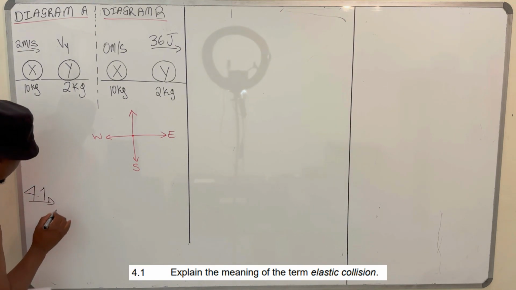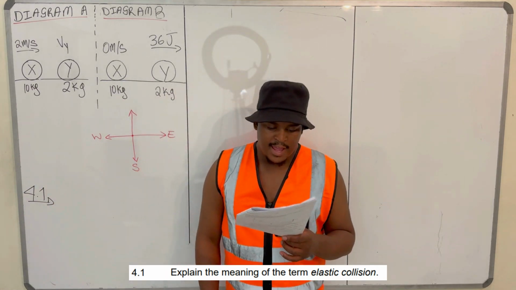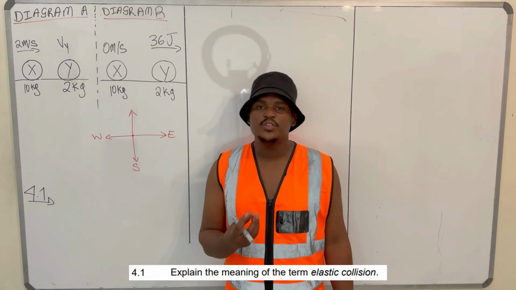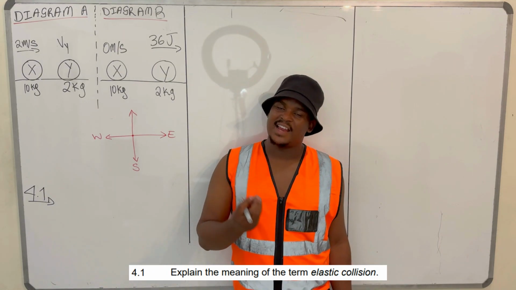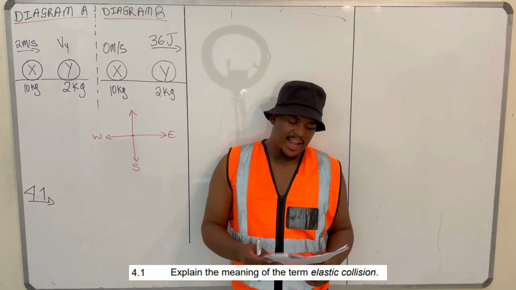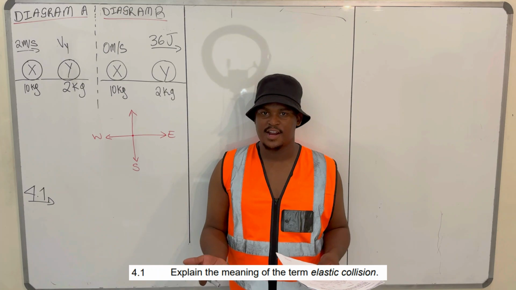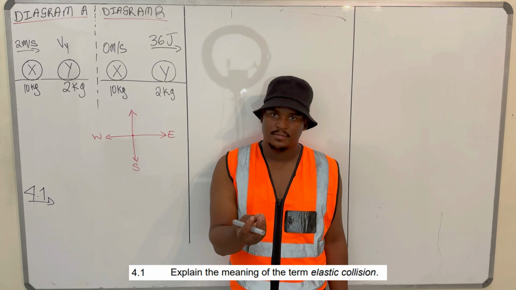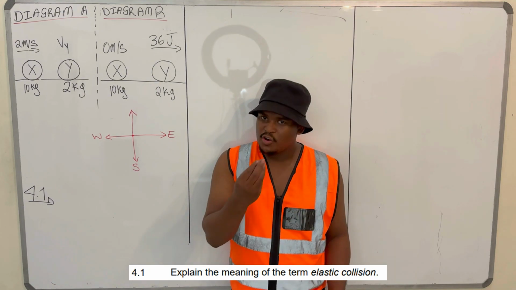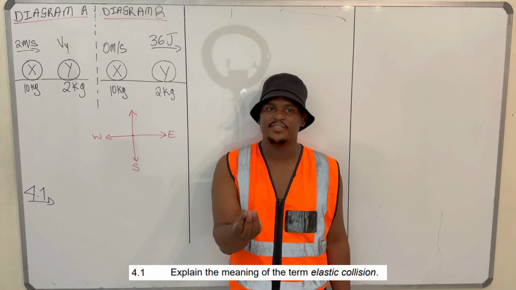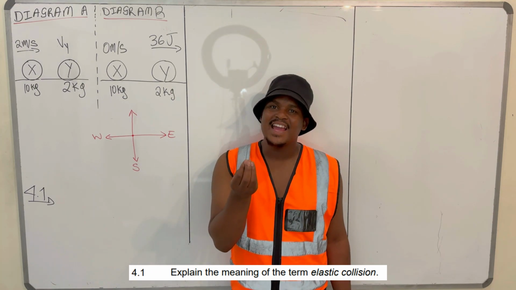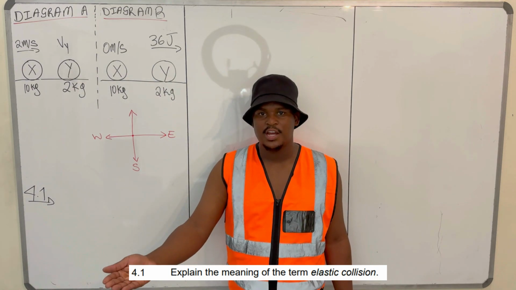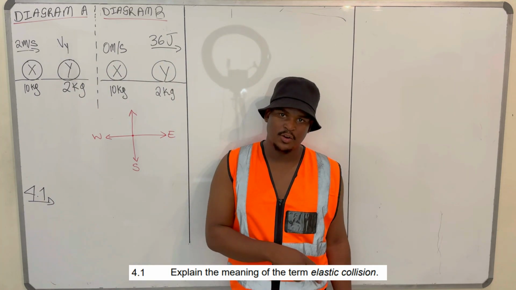What are they saying at 4.1? They are saying, explain the meaning of the term elastic collision. So they want you to explain what an elastic collision is. An elastic collision is a type of collision in which the total kinetic energy is conserved. That means the total kinetic energy before the collision should be the same as the total kinetic energy after the collision.